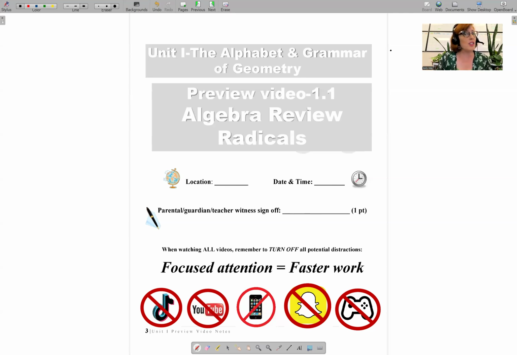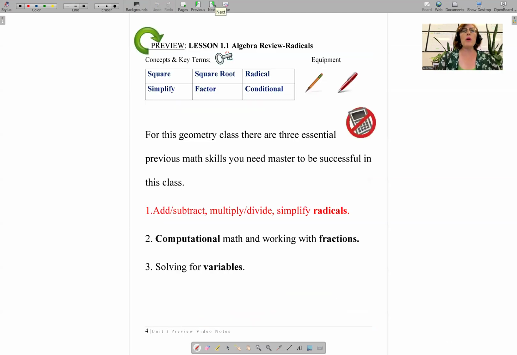So the first couple lessons, we're going to review some of our basic algebra skills. So lesson 1.1, algebra review, radicals. There's your key terms. Just kind of read them to yourself and do a little quick check. Read them out loud.